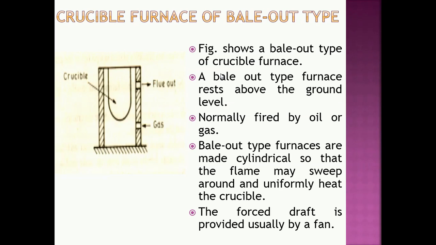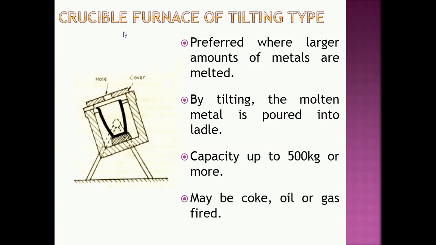The forced draft is usually provided by a fan, so that the oil or gas after burning swirls around the surface of the crucible and the metal is melted. After reaching the required temperature, the crucible is removed from the top and taken to the pouring station. This is the crucible furnace of bailout type.